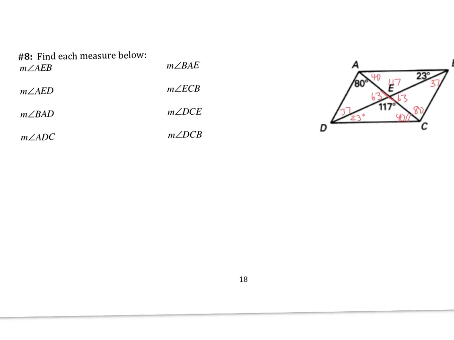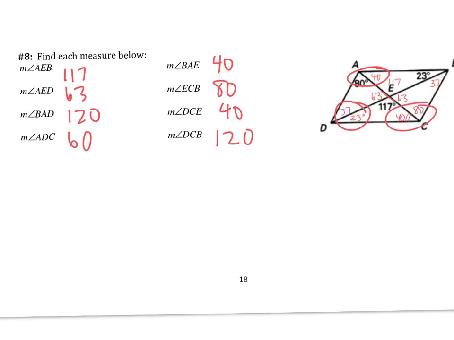The first one, AEB, we just knew from vertical angles. Who's got AED? AED is 63. BAD? It's 120, because the 40 and the 80 put together. ADC? You got 60, because of the 37 and the 23 added together. BAE? 40. ECB? 80. DCE? 40. And DCB? 120, because you add the 40 and the 80 together.